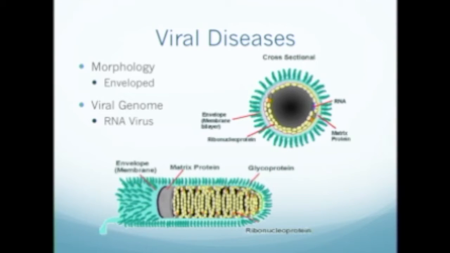Viral diseases. The morphology is enveloped, and its viral genome is an RNA virus. The most outstanding characteristic of the rhabdovirus is the bullet-shaped virion. Such a shape is caused by a lipid envelope embedded with glycoprotein peplomers surrounding a helically wound nucleocapsid. The virions tend to be approximately 70 nanometers wide and 170 nanometers long. Matrix proteins can also be found under the lipoprotein envelope.